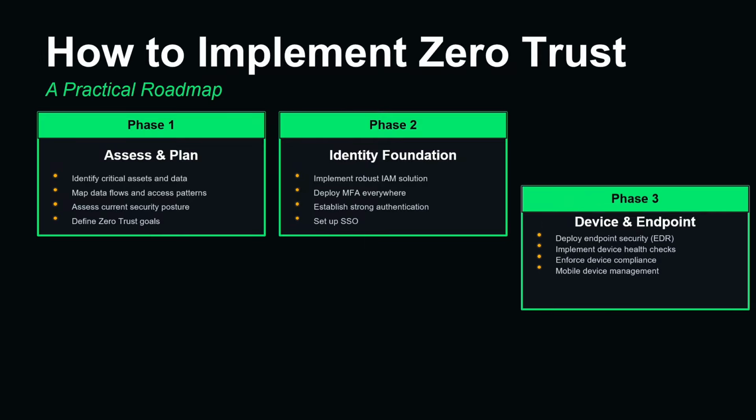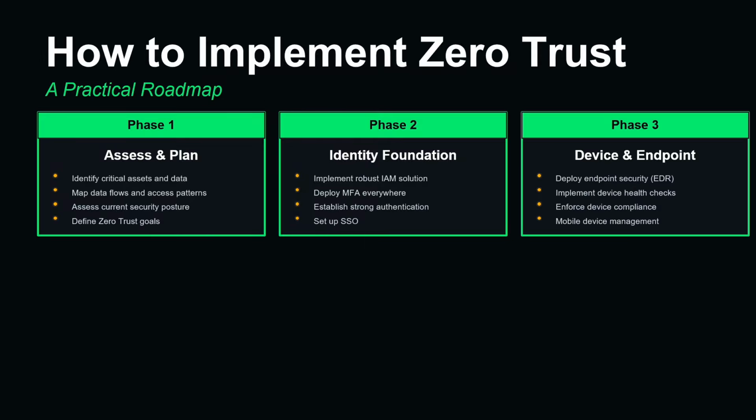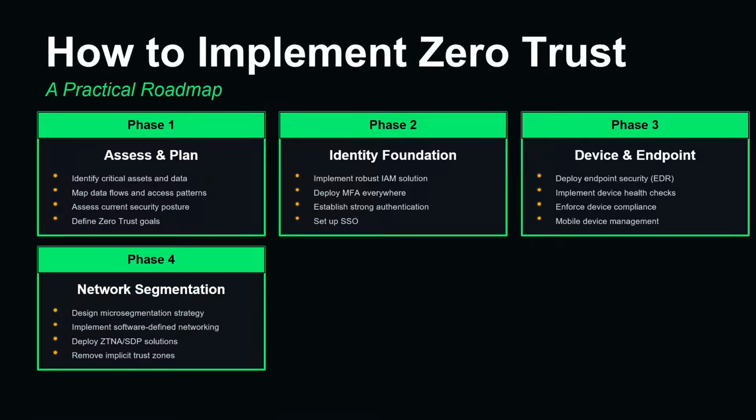Moving on, we'll look at Phase 3, Device and Endpoint Security. This is where you verify devices, not just users. Deploy endpoint detection and response on all devices. And remember, before granting access, verify the OS version, security software, disk encryption, and that the device is compliant with company policies. Phase 4 is Network Segmentation.